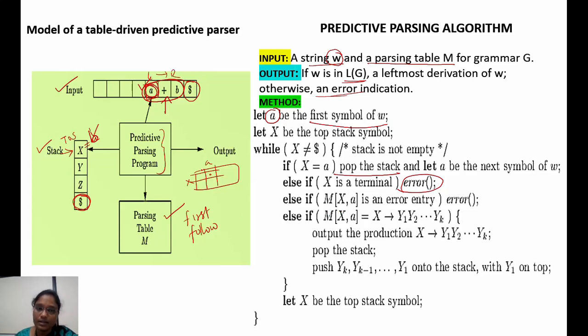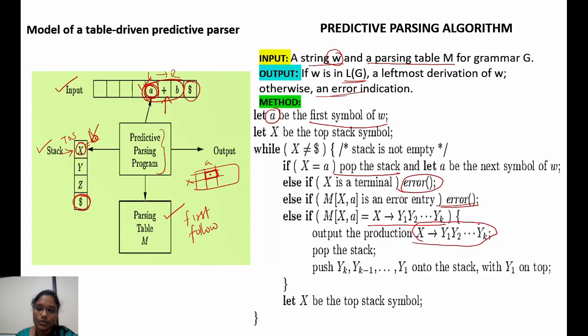If this is an empty cell, if there is no entry in this table, then that is an error indication. But if we have some production in this table entry, something like X gives Y1 Y2 up to Yk, it can be any production, then we output that production, and we pop the stack symbol and replace it by pushing this output production into the stack.